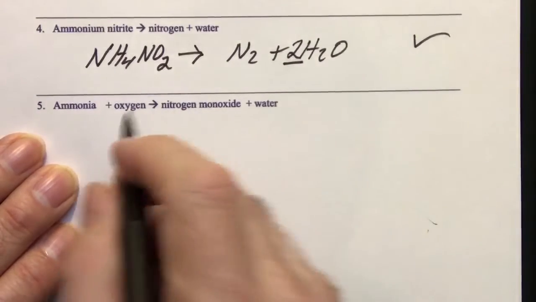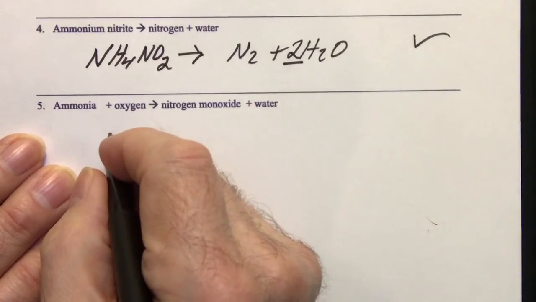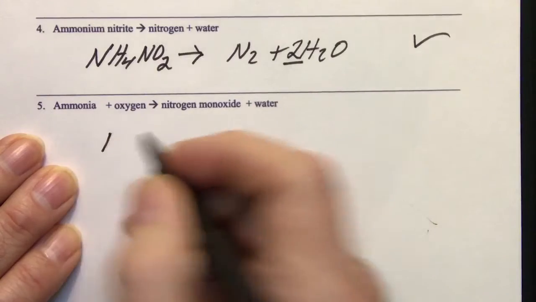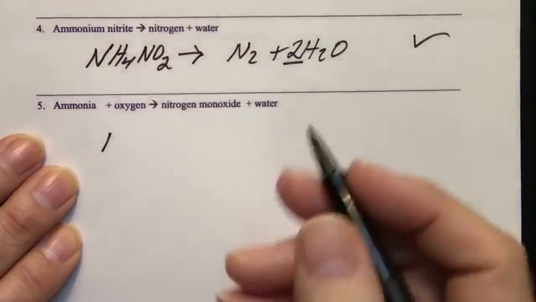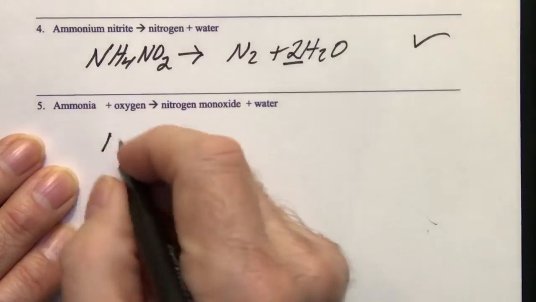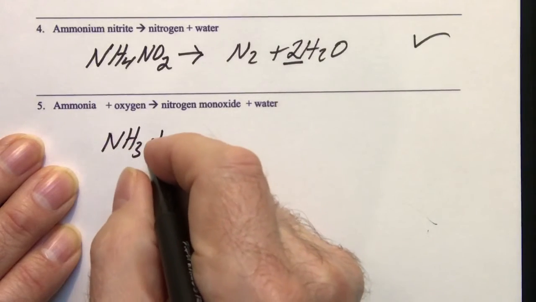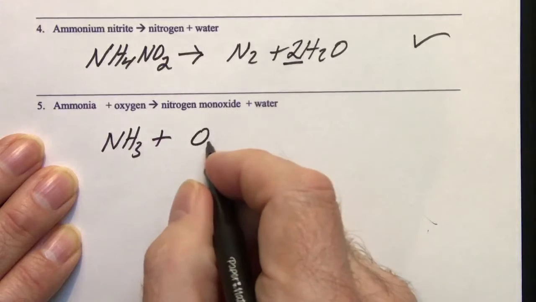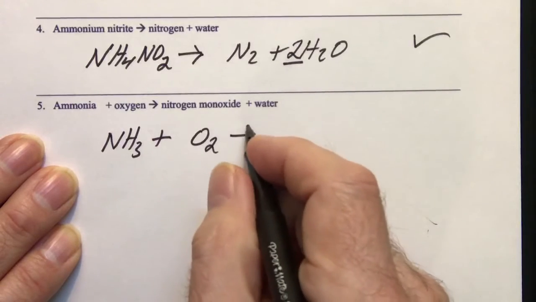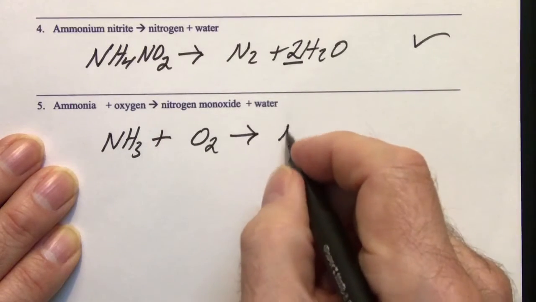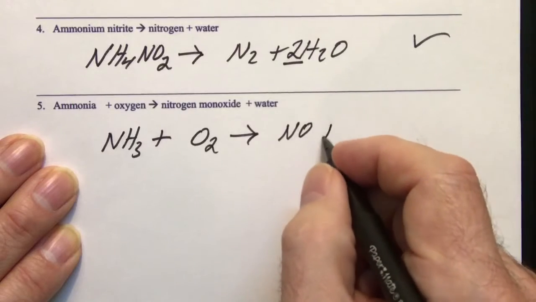Okay, this is also a combustion reaction. Did I mention a combustion reaction? I guess I haven't. This is a combustion reaction. Okay, ammonia, NH3, plus oxygen, O2, to produce nitrogen monoxide and water.